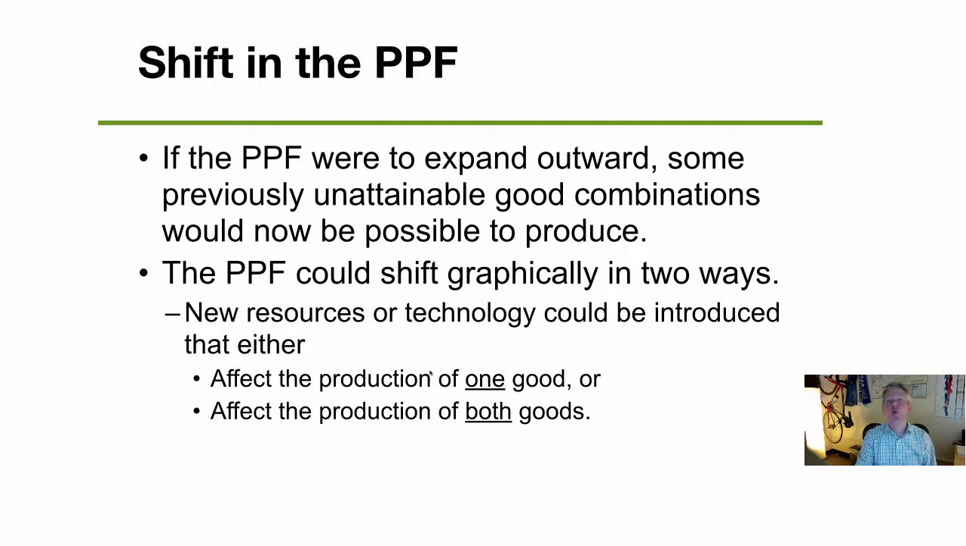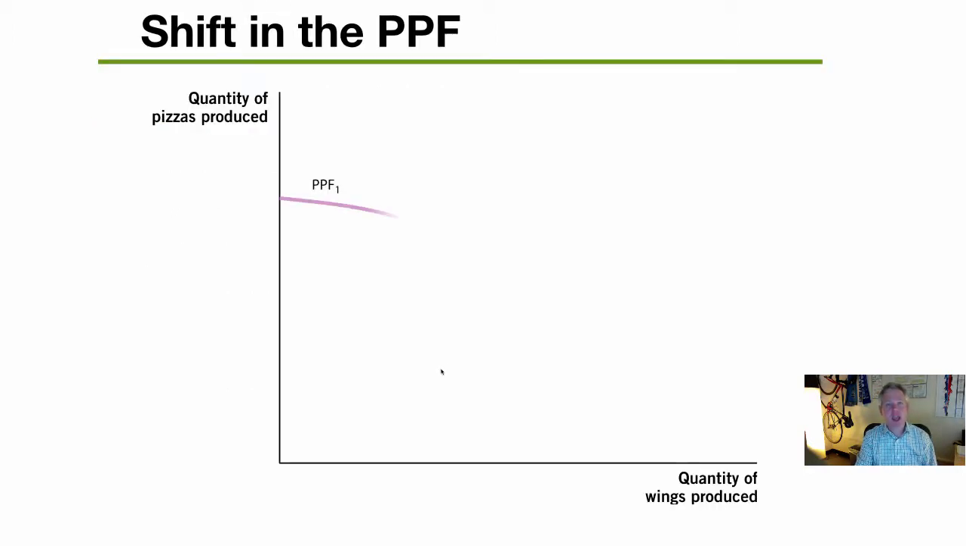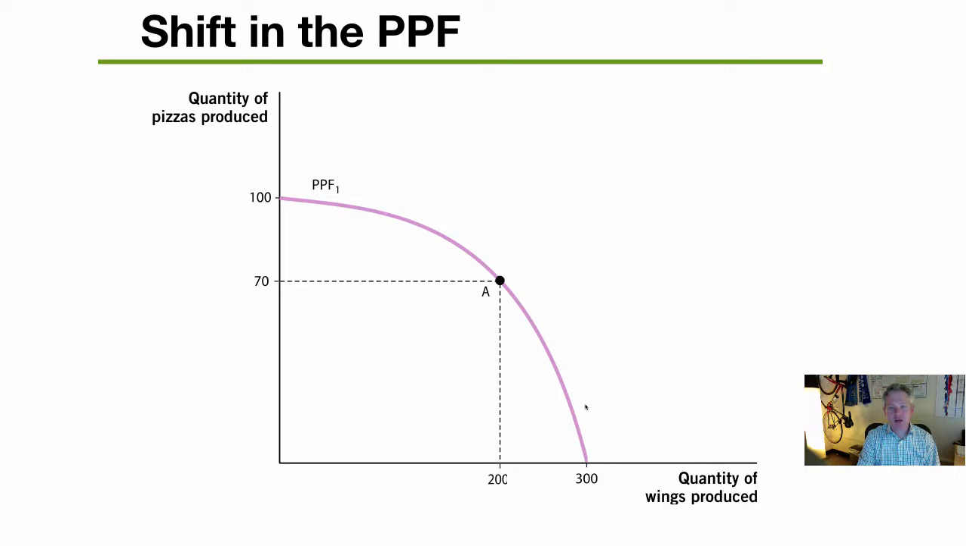So let's take a look at what a shift in the production possibilities frontier would look like. So here again is that basic production possibilities frontier. Again, it has this bowed out shape because as you get closer to the axes, you have to give up more and more wings to produce more pizza. You have to give up more and more pizza to produce more wings. All right, so that's our PPF. So we're here at 100, and we're here at 70 pizzas and 200 wings produced.